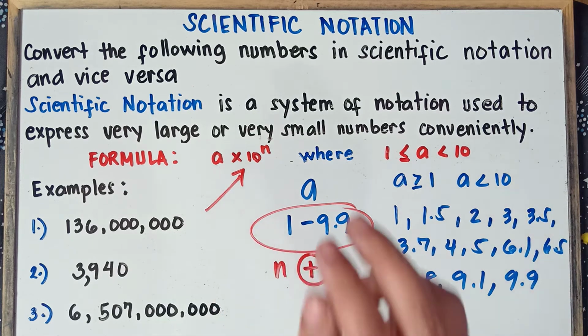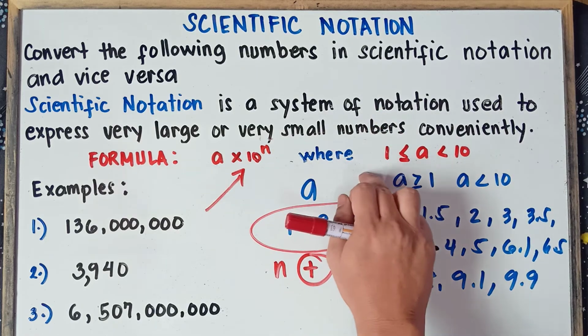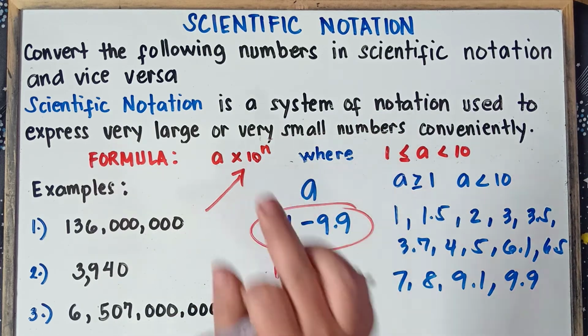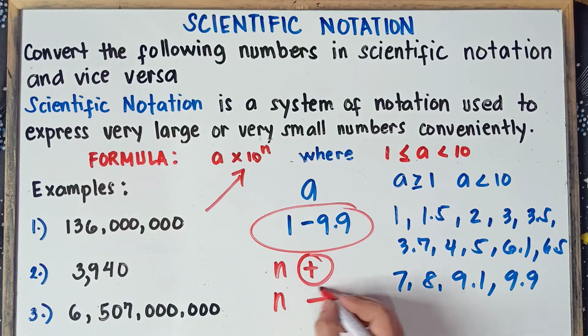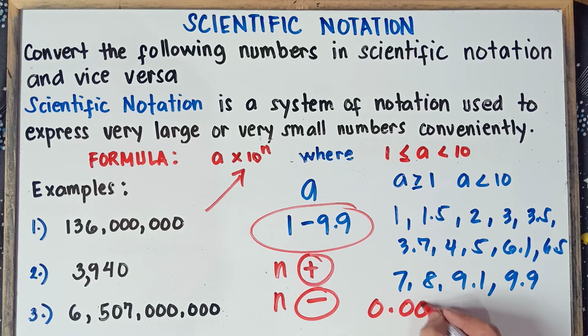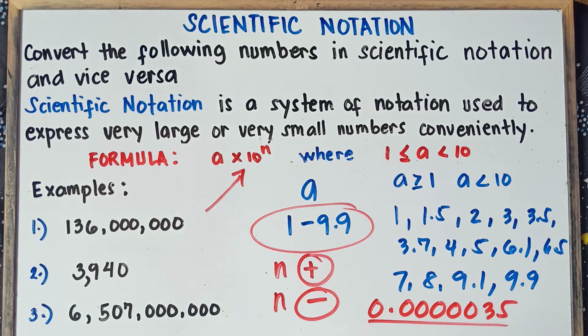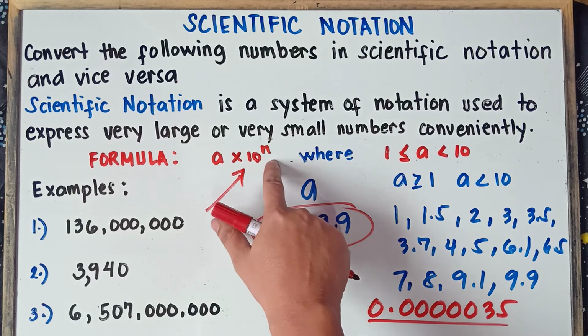Now, if you're dealing with very small numbers and you convert that into scientific notation, the value of your n will be negative. For example, a very small number, 0.0000035. This is a very small number, and when we convert it into scientific notation, the value of our n, your exponent, will be negative.